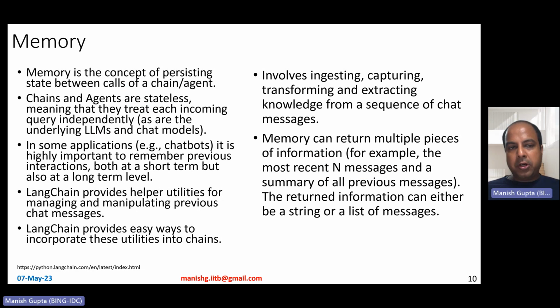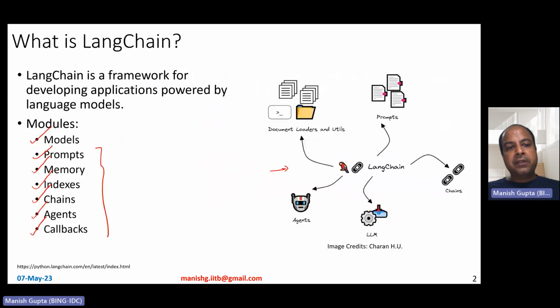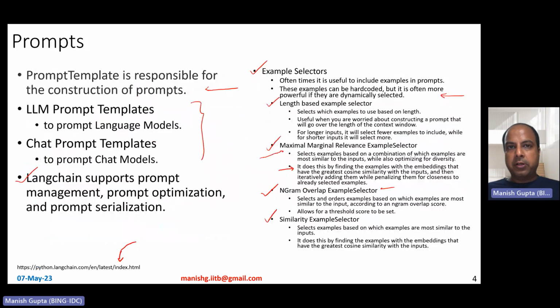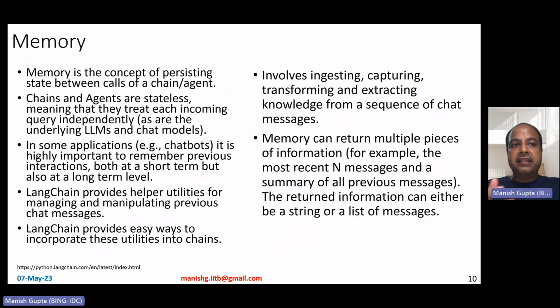Next, let me talk about the memory module. Of the various modules, remember we have talked about several things like models, prompts, indexes, and chains. And lastly, we talked about agents. Now, next, let's talk about memory. We've talked about chains and agents, and they are both stateless, meaning that they treat each incoming request, each incoming query, independently. Underlying large language models, which are part of these LLMs and chains, or chat models, whatever they may be, are also stateless. In some applications, however, what you want to do is to have a persistent memory.